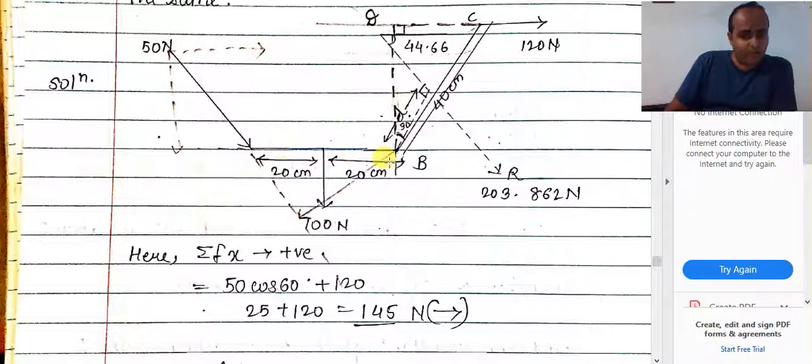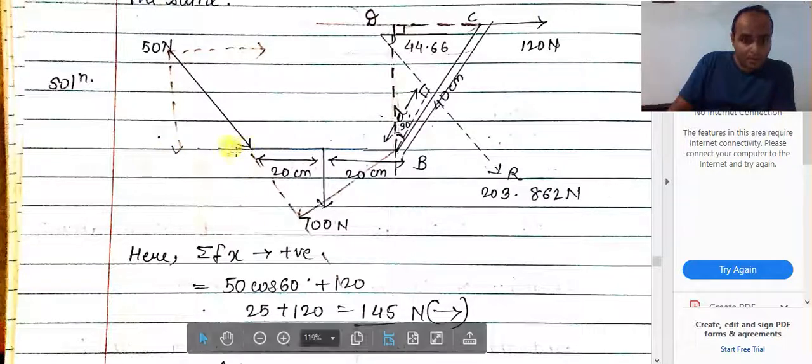Now if we apply the moment about B, the forces that will be considered will be 50 sine 60. 50 cos 60 won't come because it will be acting directly on B, that is why it won't be taken. So 50 sine 60 will be taken, and for that the distance is 40 from this point, as 50 sine 60 is a dead vertical force. The perpendicular distance till B, that is a horizontal distance, is 40.